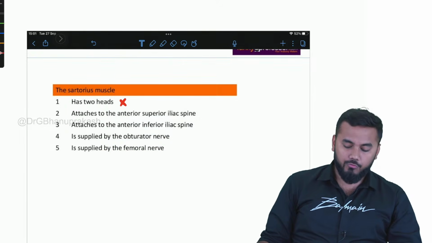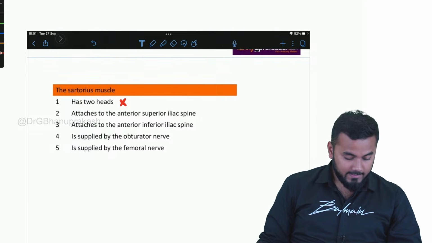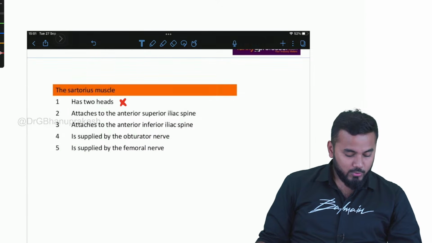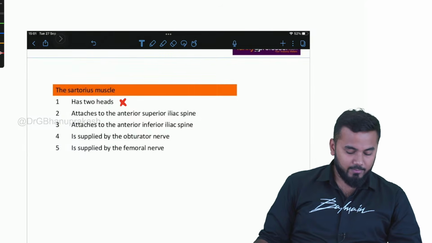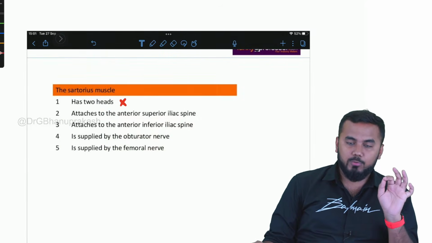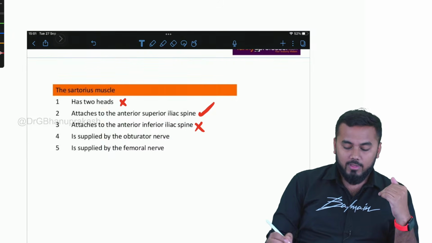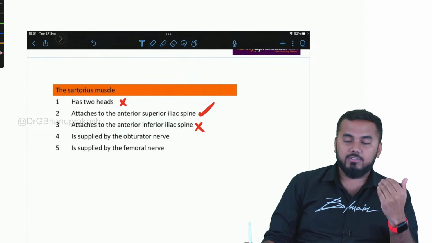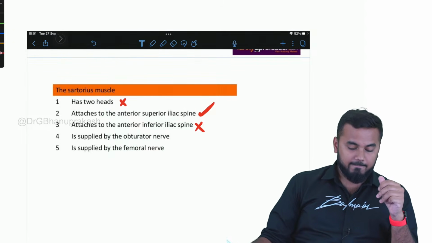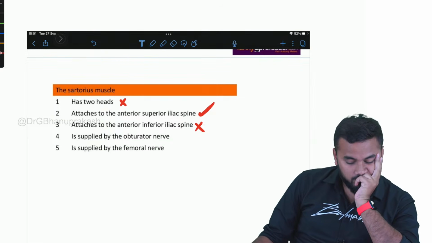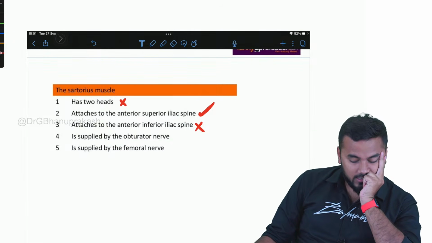True or false? True, very good, excellent. It attaches to the anterior superior iliac spine. Does it attach to the anterior inferior iliac spine? No. Is Sartorius supplied by obturator or femoral nerve? Which is right? Tell me only the true statement. 4 or 5?